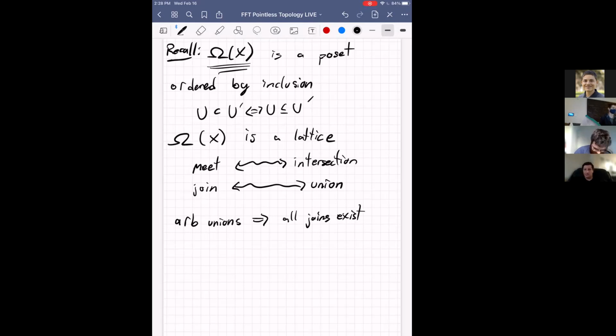And then we need to worry about intersections, because our axiom only says that if we intersect a finite number of open sets, it'll be open. But what we can do is, for meets, if I wanted to say the meet of U_i over i in I, where I is some arbitrary index set, I'll define that to be the intersection of all of them, and then I'll just take the interior. So I just take the interior, and this will be a complete lattice.